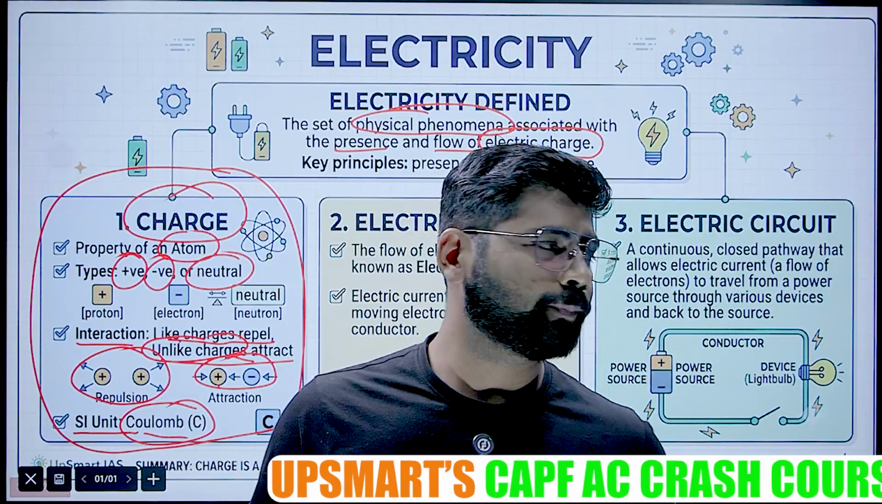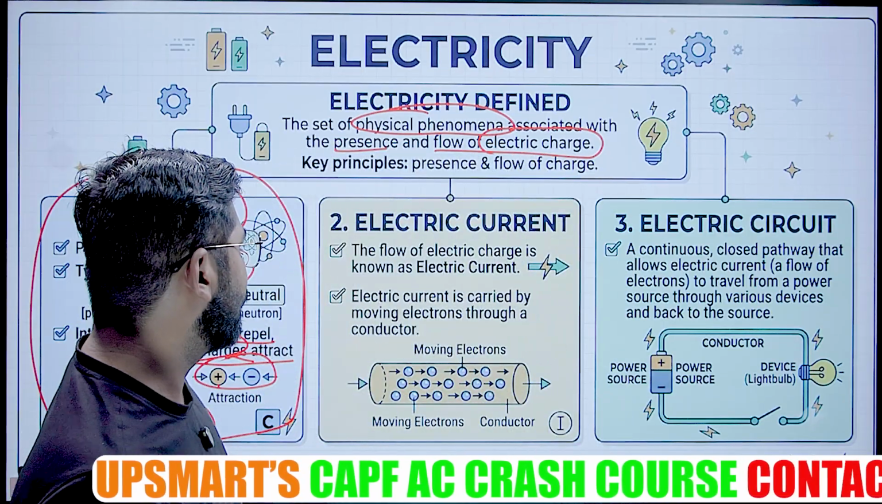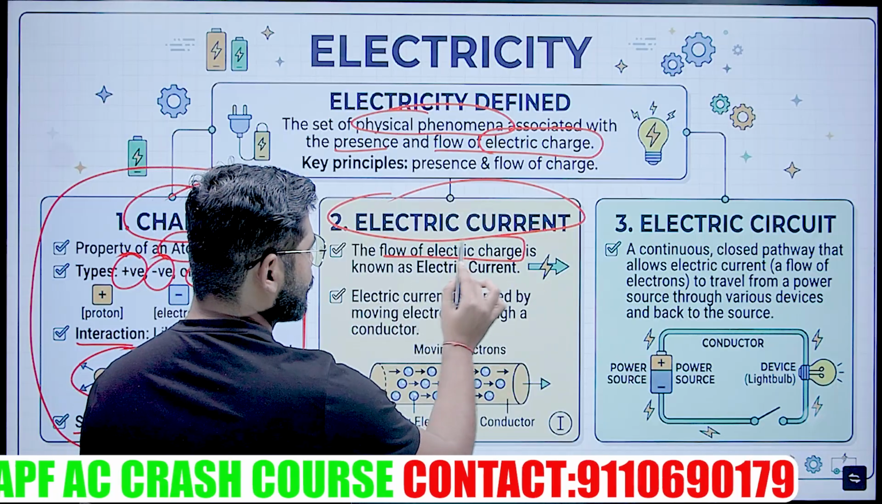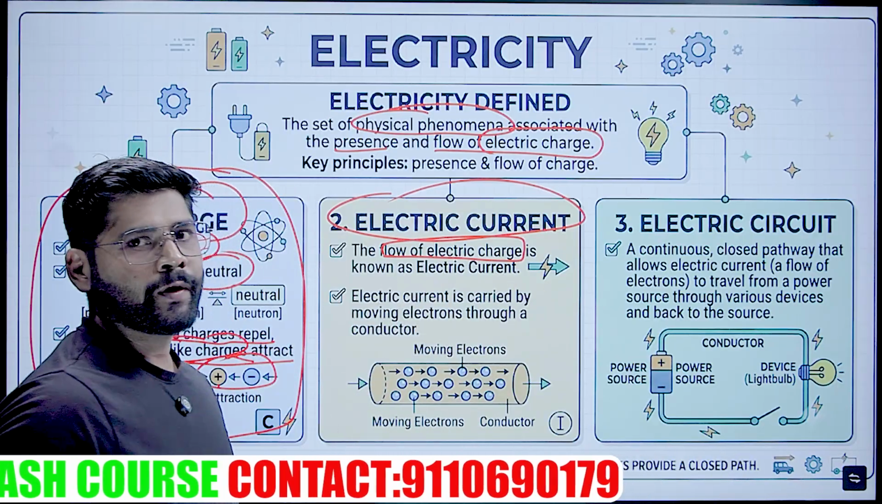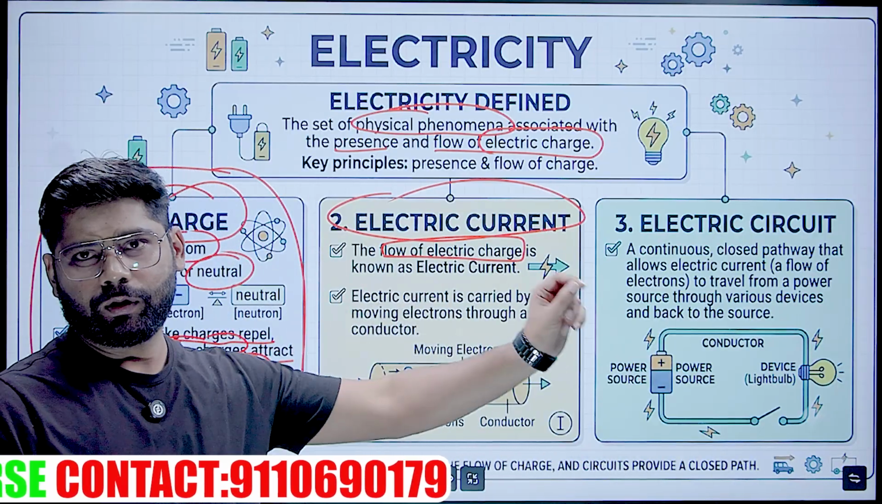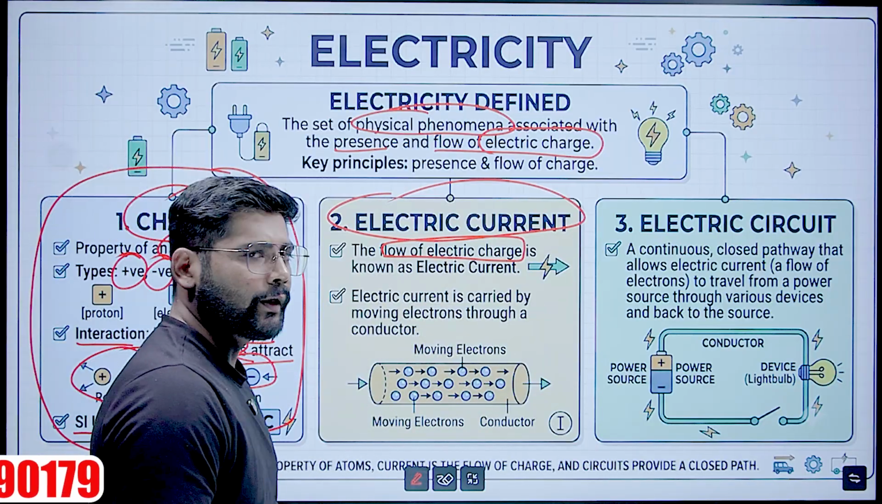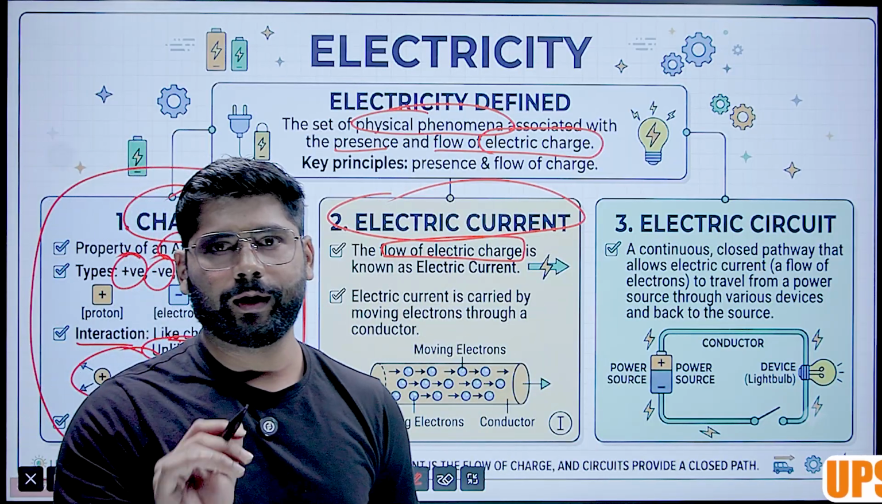So next is electric current. What is electric current? It is a flow of electric charge, the charge we have seen here. When the charges flow, that is nothing but electric current. So electric current is nothing but the flow of electric charges.